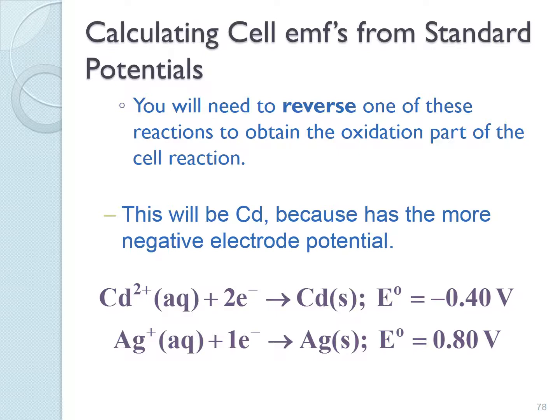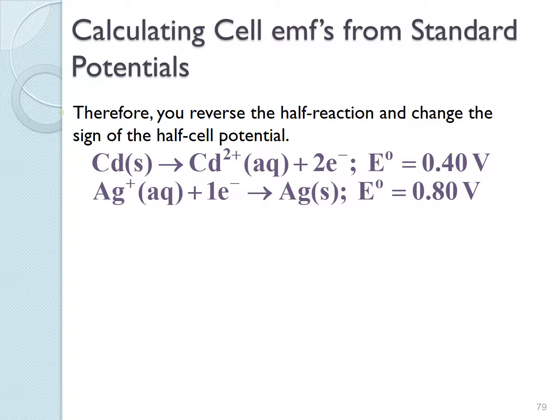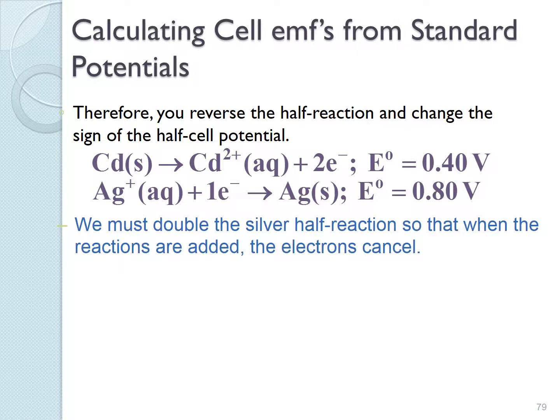It turns out that the more negative number, remember, is the one that is more likely to be oxidized. That turns out to be cadmium, so that's the one that's going to get reversed. Cadmium has a more negative electrode potential, which means it's more likely to be oxidized than silver is, and so silver is more likely to be reduced than cadmium. So let's rewrite this. If we reverse the half reaction of the cadmium and make it oxidation, we also have to change the sign. So now it becomes positive 0.4. Silver we leave as it is.